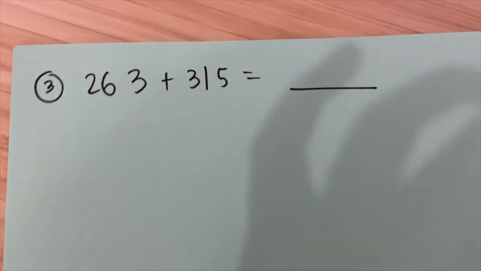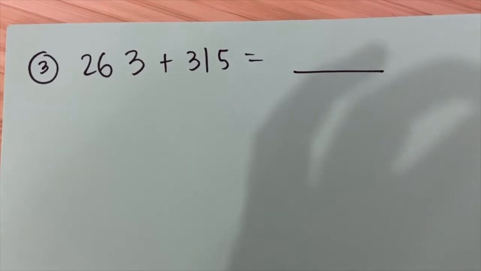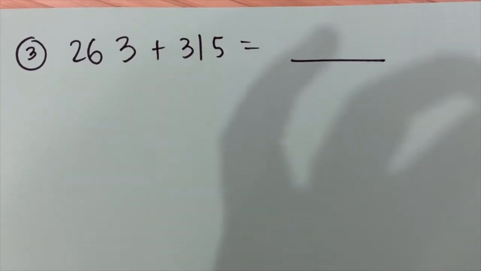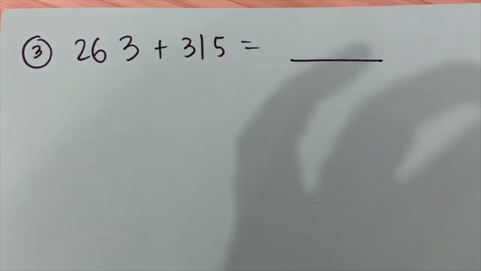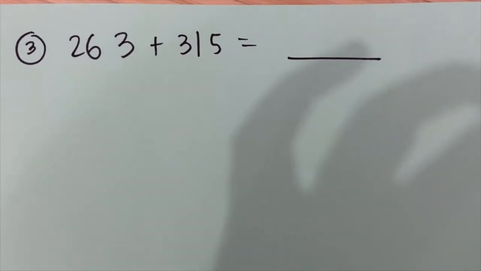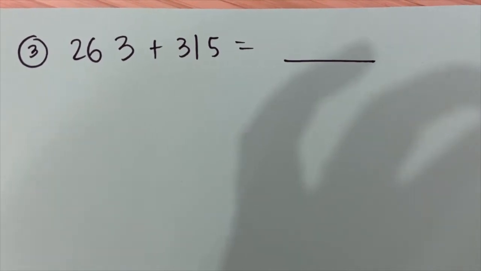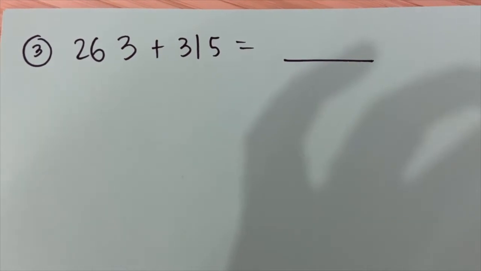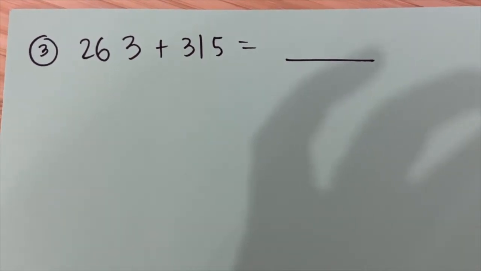Okay, my friends, let's try 2 more. I want you to try 263 plus 315. Don't forget to label your number sentence first and draw a hundreds, tens, and ones chart to organize your work. Press pause after you're done writing this number sentence down so that you can try it yourself. Then press play again to check your work.